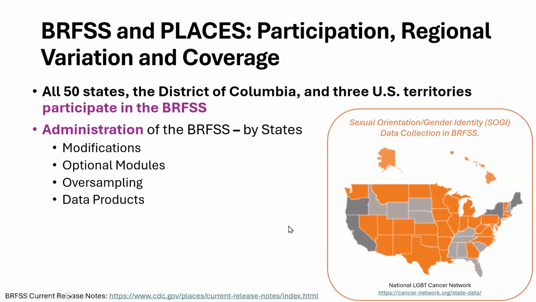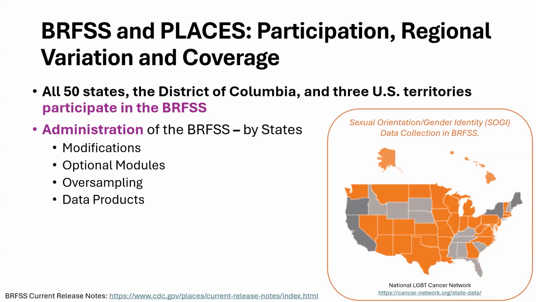And so sometimes these states might ask more detailed or more nuanced questions than the CDC module. And in gray are states that did not participate or did not collect any information on sexual orientation and gender identity. So you could see how different states pursuing different optional modules might make it more difficult to analyze at the national level. But then in their administration, states can also choose to oversample or collect survey data from more residents than are strictly required by the CDC.